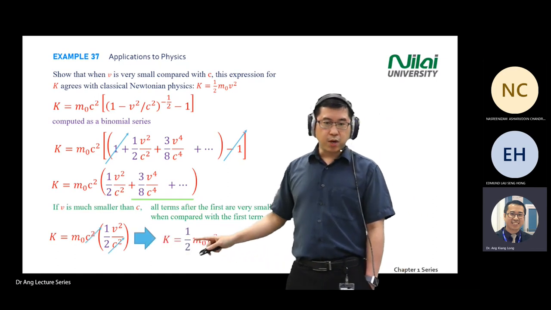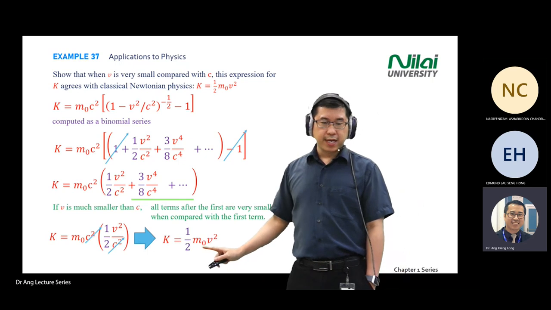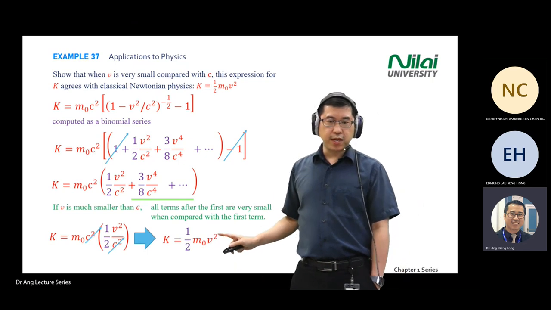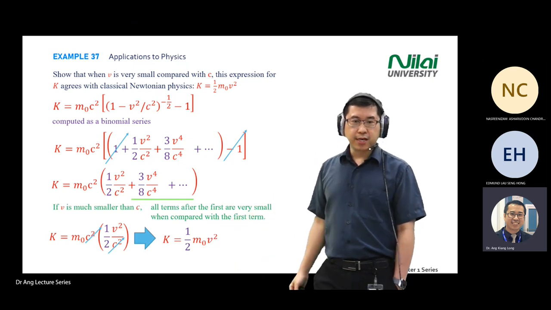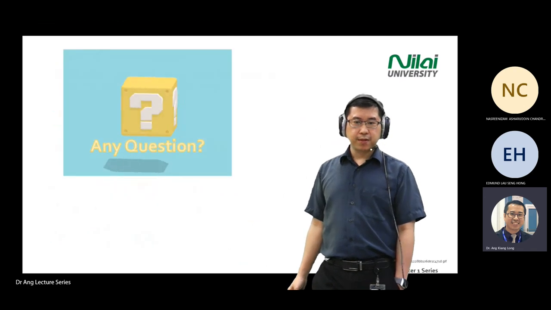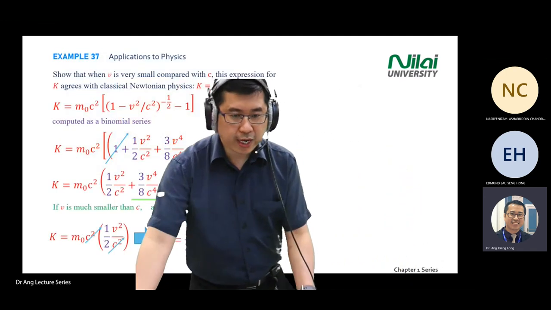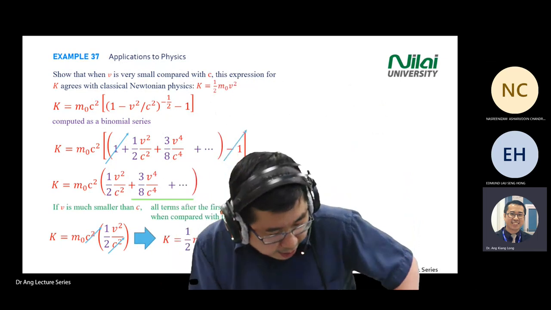You arrive at k equal to 1 over 2 m0 v squared. This is how we prove example 37. Okay, with this, we end our chapter 1. I end recording.